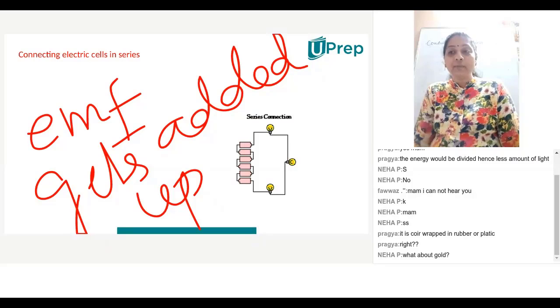You have seen electricians wearing rubber gloves. A few of them will be very careful. They will be wearing rubber shoes, rubber chappal, and plastic gloves to avoid any electrical shock.